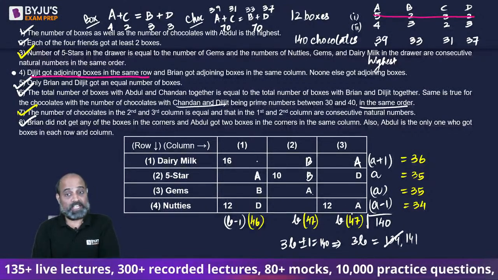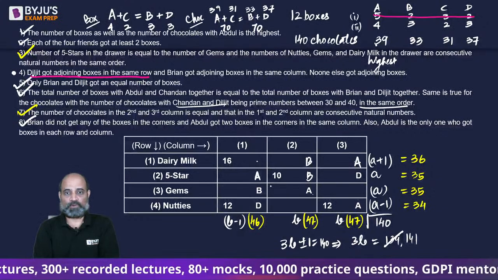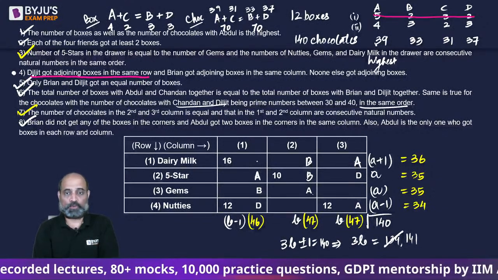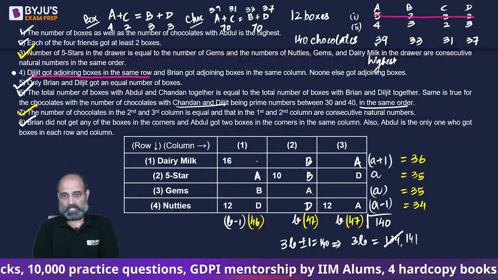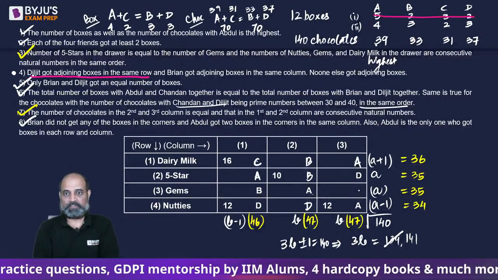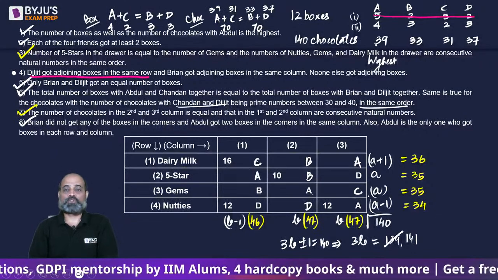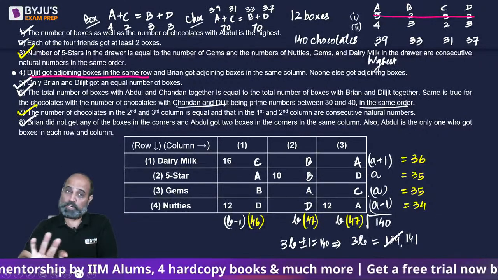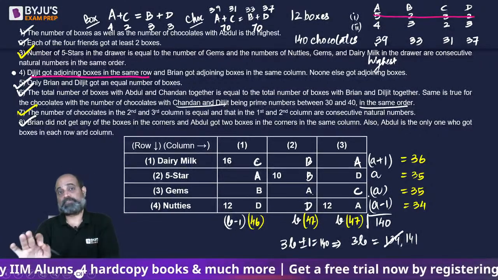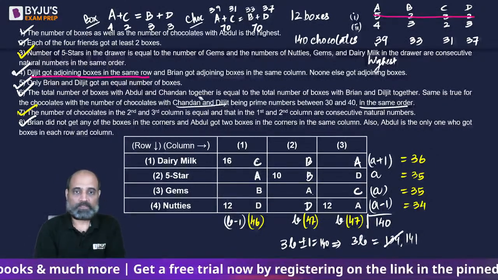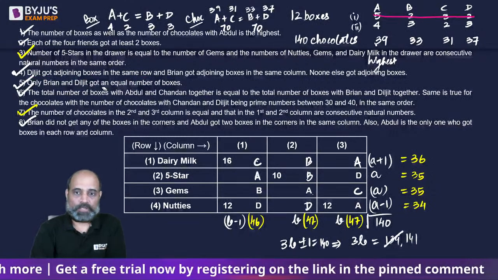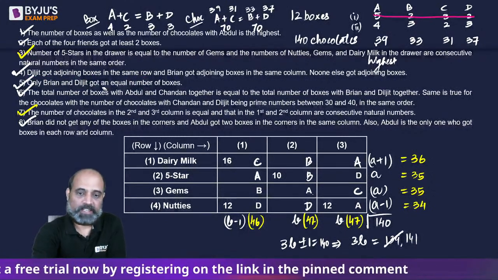Now we need to put D. D should be in the same row. We can't put D in the second row. 2 D's are already here. One more D we need to place. This is the only place D will be. This is the place C will be. So this is what we get. Who has received which particular box? So the 4th statement is also done. Right? Okay. Now let's start filling in the chocolates.